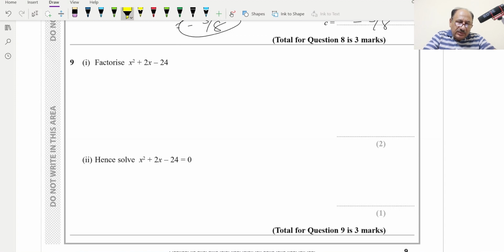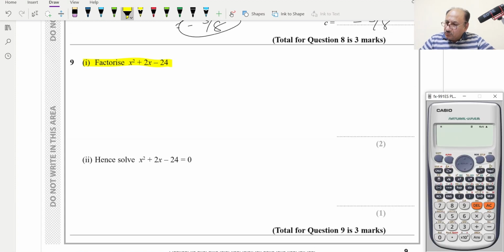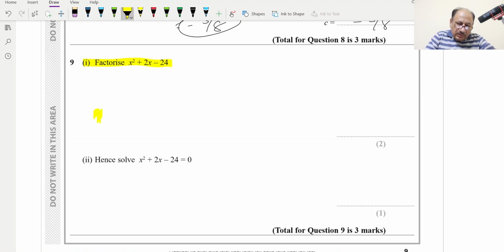So question number 9 is factorize. We have to factorize this. For factorization we are using the calculator, basically the easiest method. Mode 5 3, and we take the coefficient of x square as 1, the coefficient of x as 2, and the constant value as minus 24, and we will be getting 4 and minus 6. So we can write here x minus 4 and x plus 6, and if we multiply, x square, 6x, minus 4x, and minus 24.